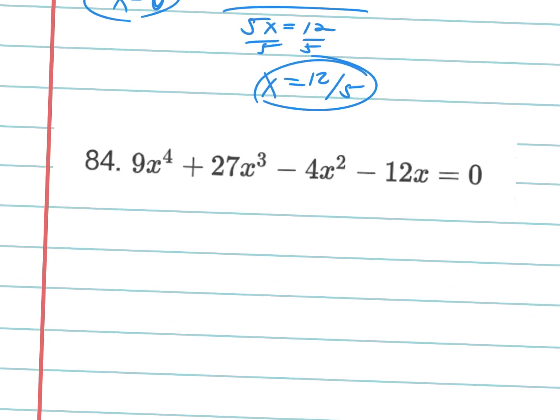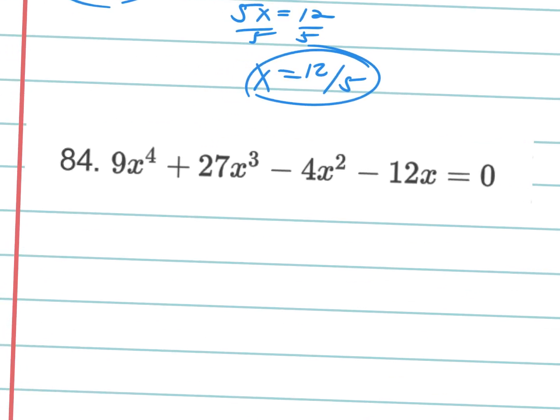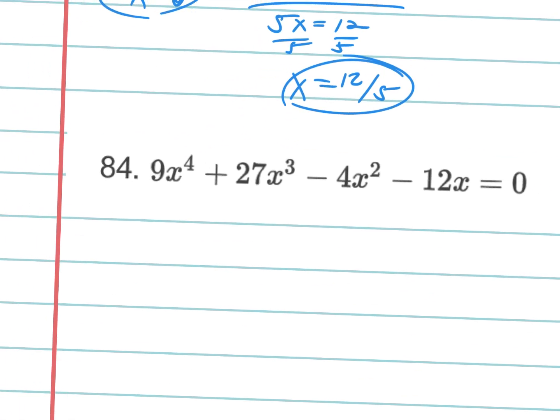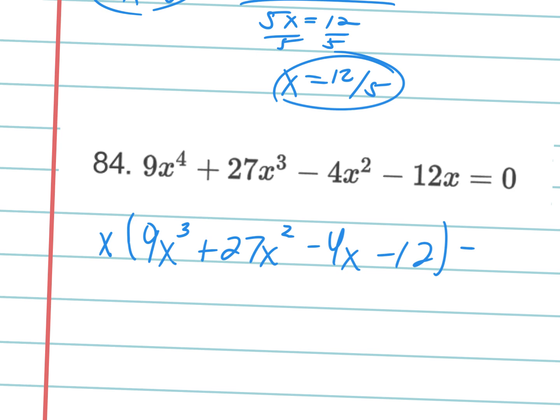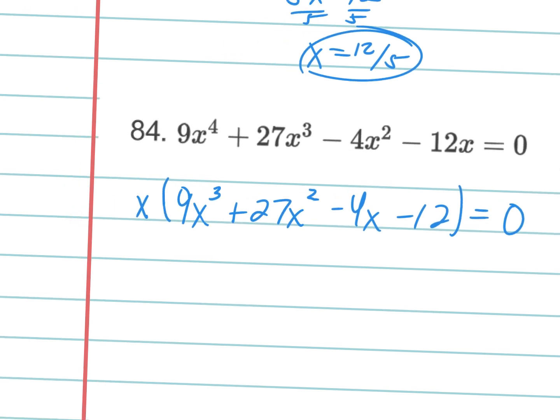So I look at 84. Same thing, there's no GCF, or is there? Oh, wait a second, there is. I look and I say, look, there's an x in every single one of these terms, so I can take one of them out. So I'm left with 9x cubed plus 27x squared minus 4x to the first power minus 12x. Obviously the x divides out, so we're just left with 12 equals 0. Don't get fooled by that, guys. Always look for the GCF.